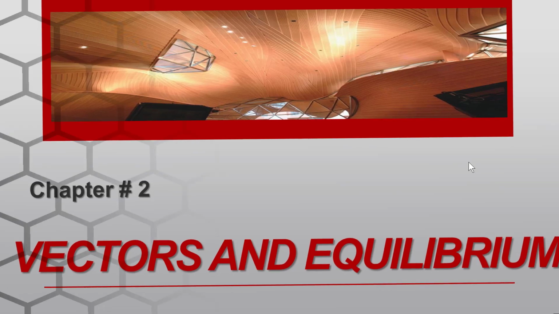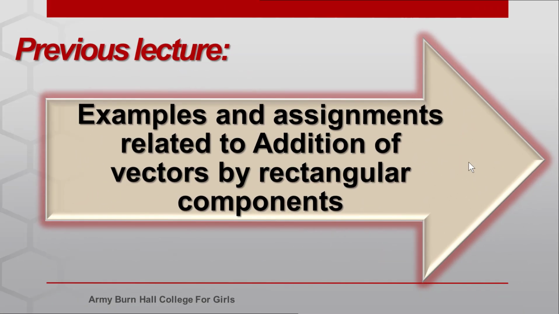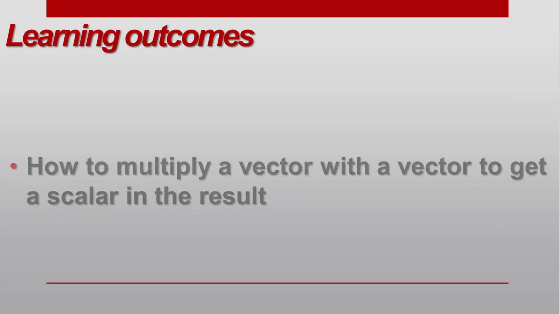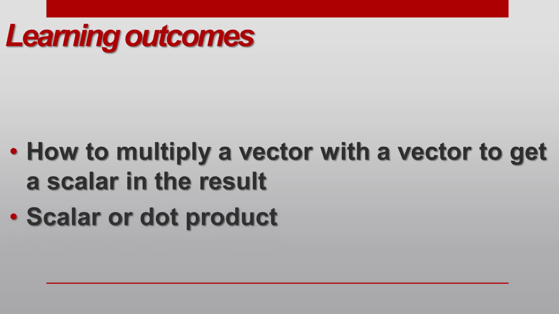In the previous lecture, we discussed some examples and assignments in your book related to addition of vectors by rectangular components. And in this lecture, we will learn how to multiply a vector with a vector to get a scalar in the result. In other words, we will learn about scalar or dot product.